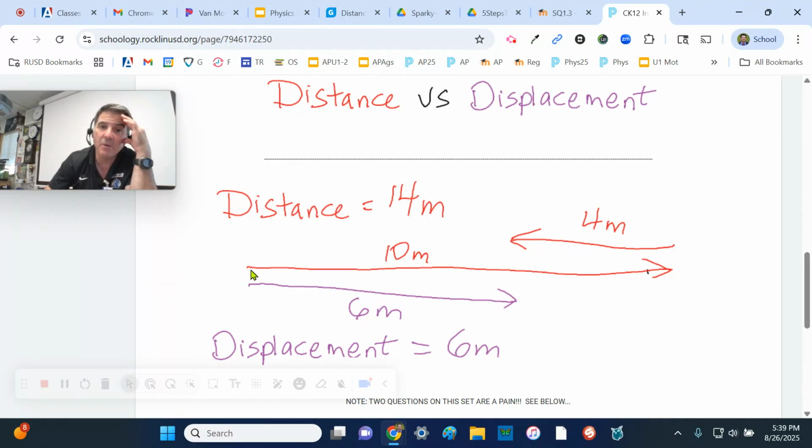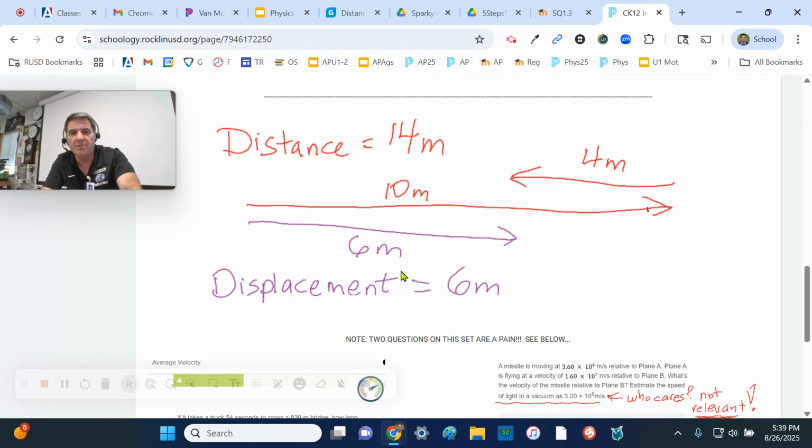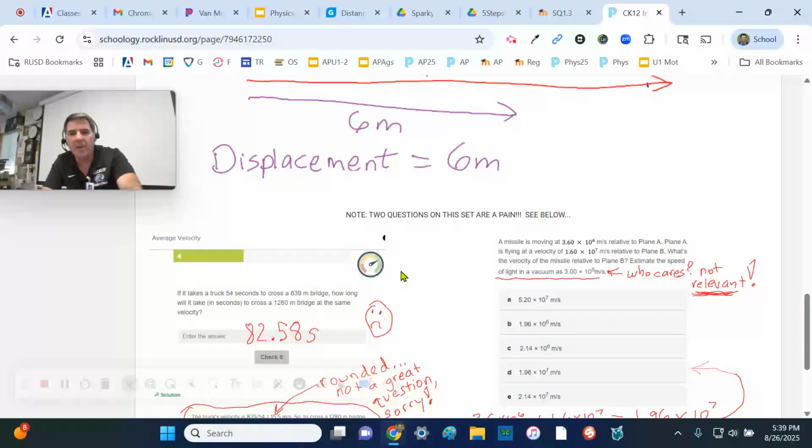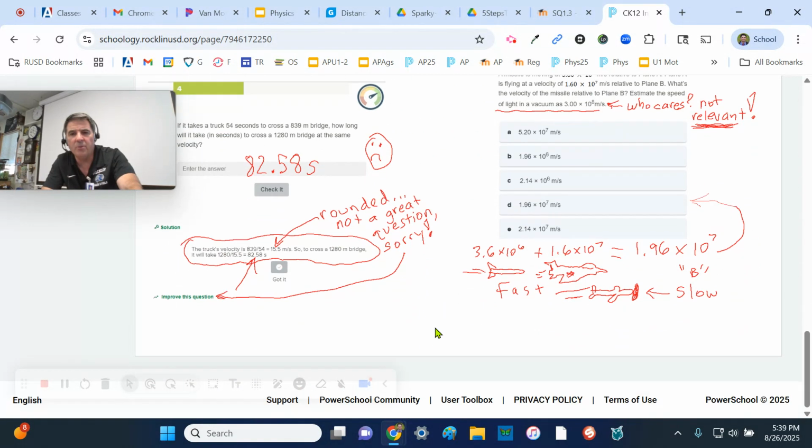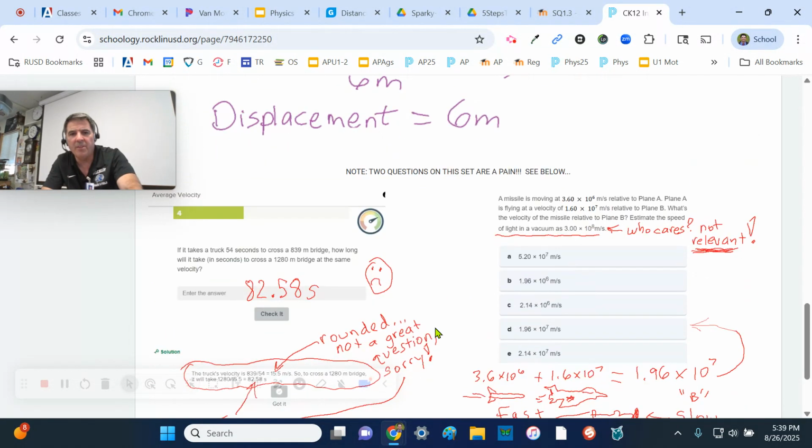So if I start here and I end up there, I've only gone 6. So distance is the total distance, and displacement is how far you go from the beginning. We have talked about this in class before, I'm pretty sure. If you get these questions in this set, they're a pain. So come back in here and just see what jerks they're being. You can read this. That might help you if you get these 2 questions.